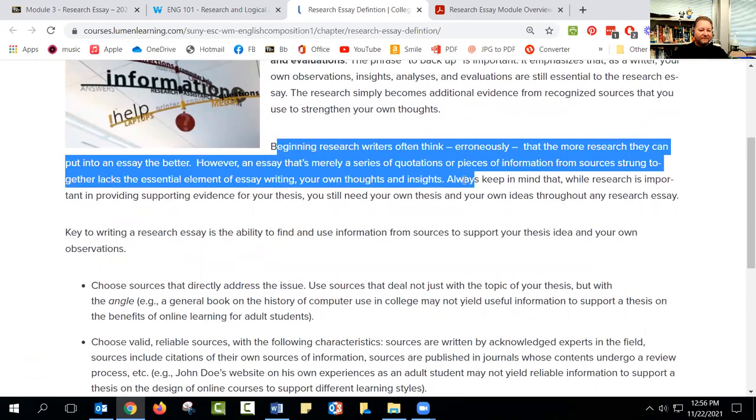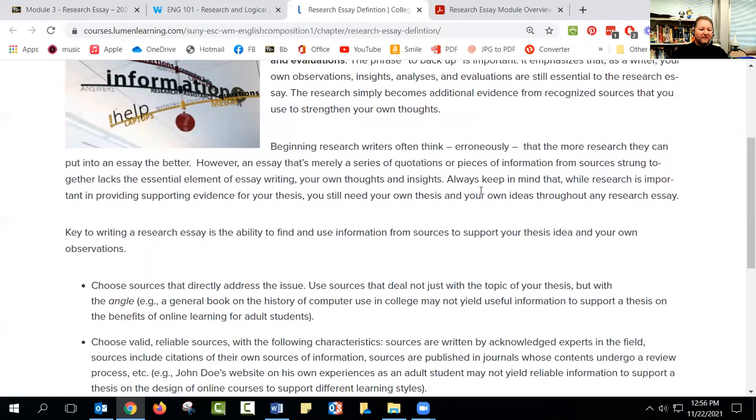And look at this here. Beginning research writers often think, erroneously or incorrectly, that the more research they can put into an essay, the better. However, an essay that's merely a series of quotes or pieces of information from sources strung together lacks the essential element of essay writing, your own thoughts and insights.